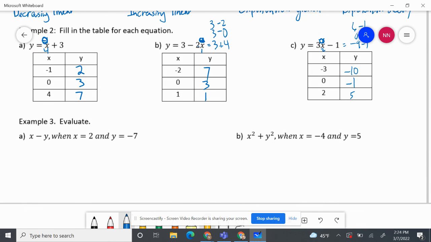And our last 2 problems. This time we're evaluating. They tell us that x is 2, y is -7. So we substitute those in. Instead of an x, we put a 2. Instead of a y, we put a -7. Remember, if we subtract a negative, it becomes a positive. So that would be 9. For the next one, we plug in a -4 for the x. And we plug in a 5 for the y. Whenever we square something, that would be multiplying it by itself. So -4 times -4 is 16. 5 times 5 gives us 25. And that gives us 41.